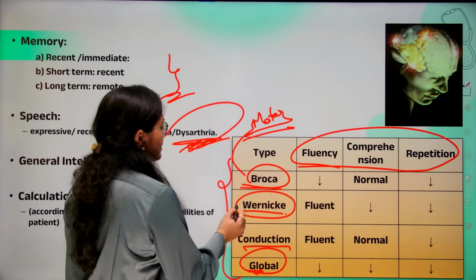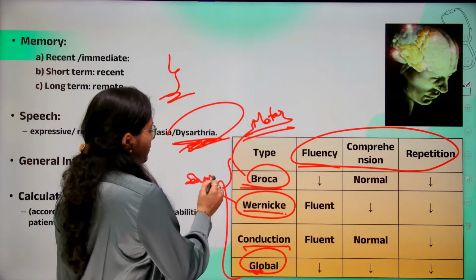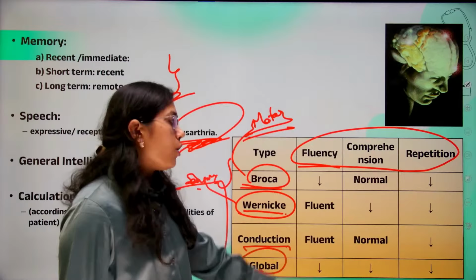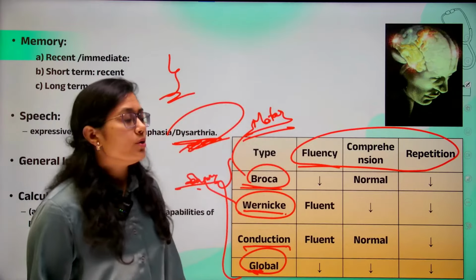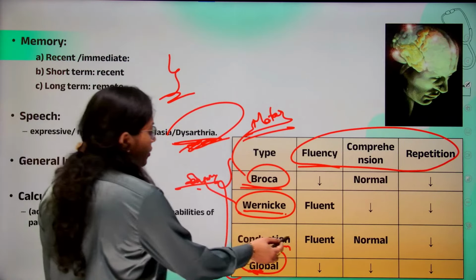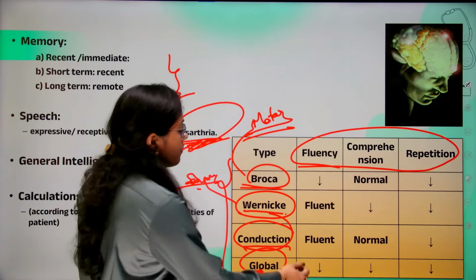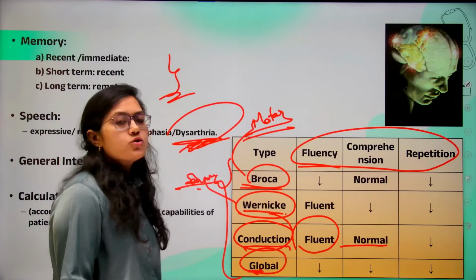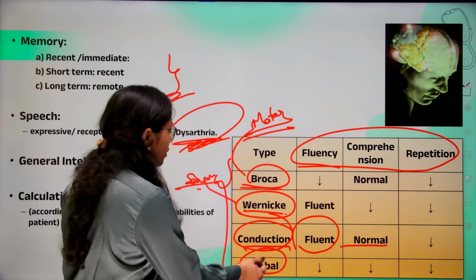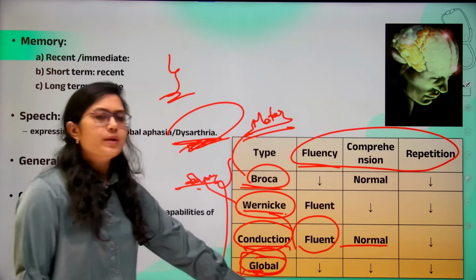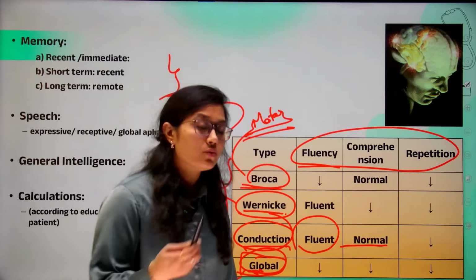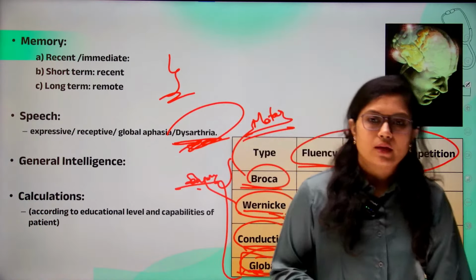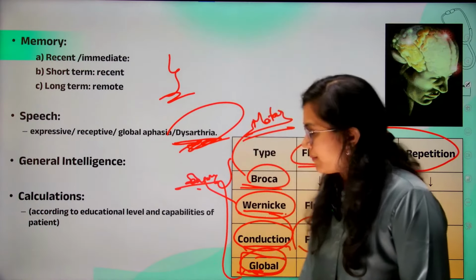If it is Wernicke's, that is sensory aphasia, the speech would be fluent, the fluency will be good, but comprehension would be poor and repetition will also be less. If I talk about conduction aphasia, fluency is also good, comprehension is also normal and repetition will be poor. And if I talk about global, everything is going to be impaired: the fluency of the speech, comprehension of sound, as well as repetition. So all three things will be affected.